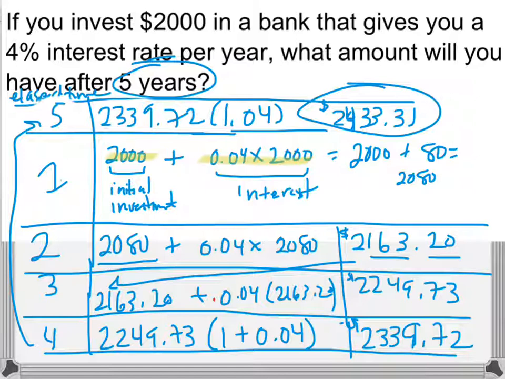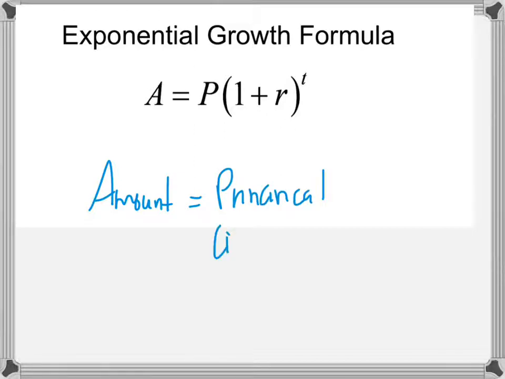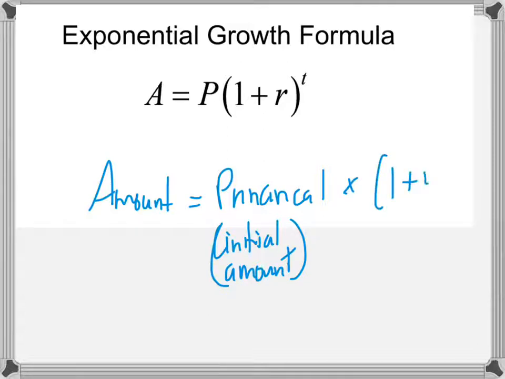Now, it turns out there's actually a quicker way to do this using an exponential function. And this is the formula right here. So the amount is equal to the principal. This is the initial amount. Okay, times 1 plus the interest rate. And after you take the 1 plus the interest rate, you put, as an exponent, time. Okay, so let's try it with our original equation.